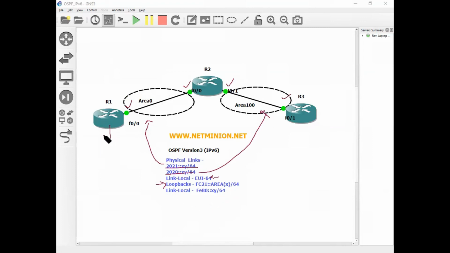Then for loopback, I am using my unique local IP address FC21, and link local also I am manually configuring, here on the loopback, here on the loopback, here on the loopback. I need to show you the link local, and if you are not configuring it manually, how it is getting derived. So I am showing you about that.